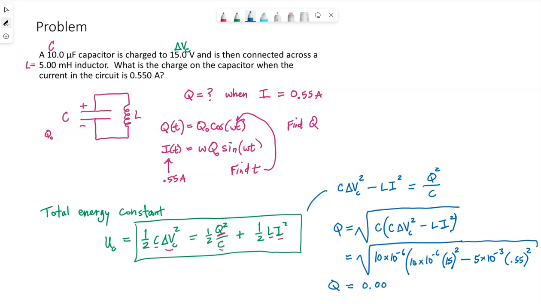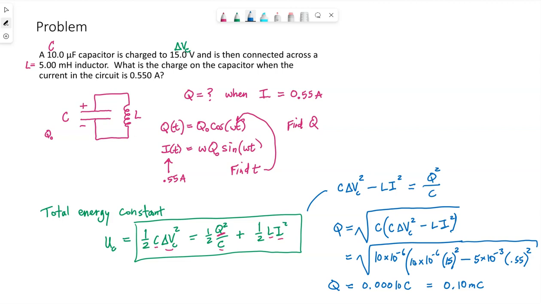I'm getting 0.0001. That would be in coulombs. We could write it as 0.1 millicoulombs if we want. And technically there's a 0 after this there.